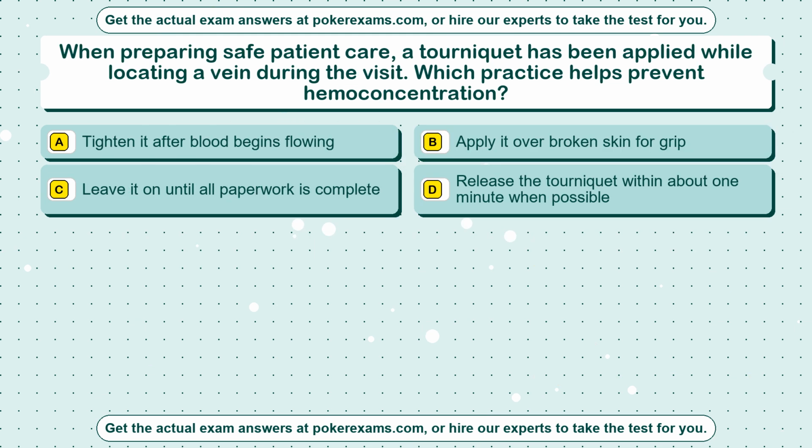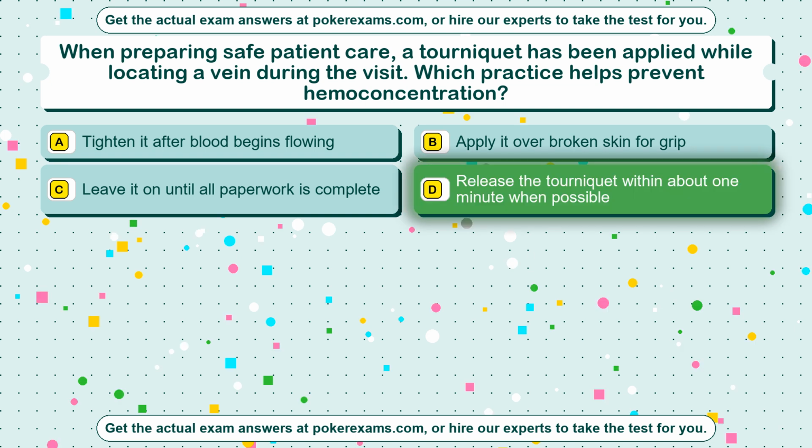Question 23. When preparing safe patient care, a tourniquet has been applied while locating a vein during the visit. Which practice helps prevent hemoconcentration? Option A, tighten it after blood begins flowing. Option B, apply it over broken skin for grip. Option C, leave it on until all paperwork is complete. Option D, release the tourniquet within about 1 minute when possible. The correct answer is option D, release the tourniquet within about 1 minute when possible.